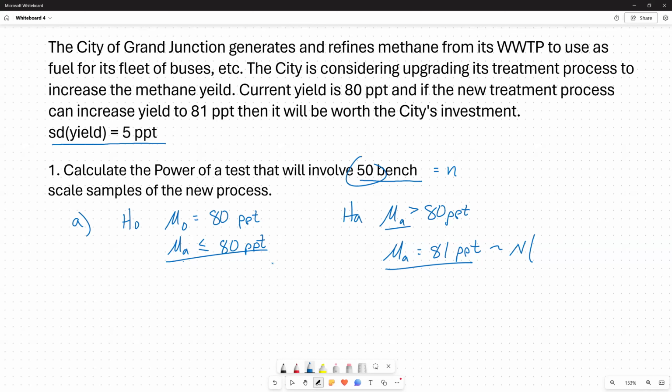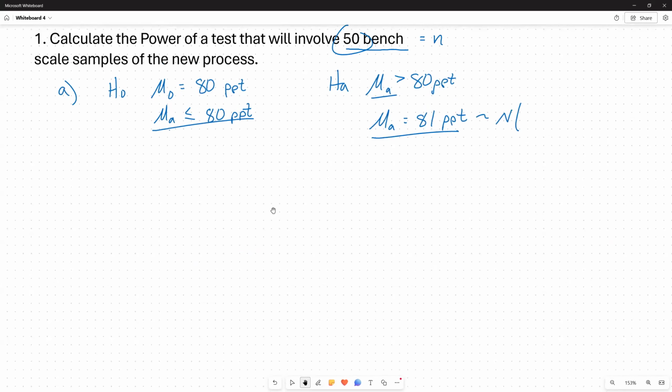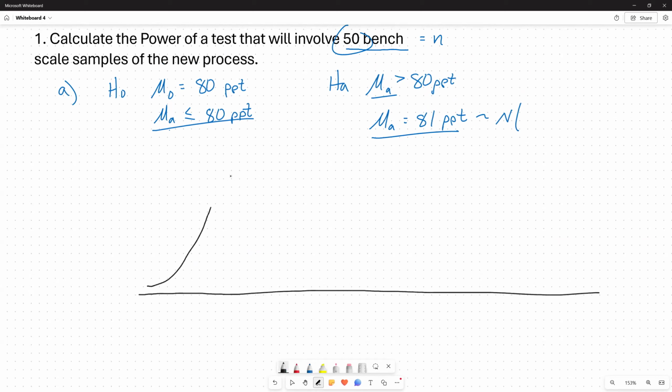All right, so now what we need to do is set up some stuff that we're going to test. And I think what I'll do is just draw this out, and then we'll fill in the gaps from there. So let's go ahead and get our null distribution and alternative distributions. All right, so there is 80. So that represents mu naught.